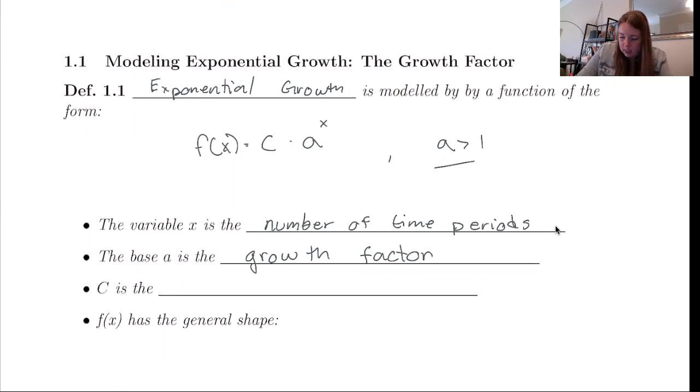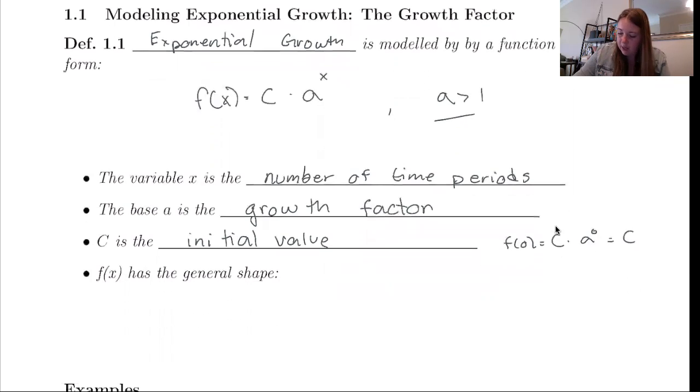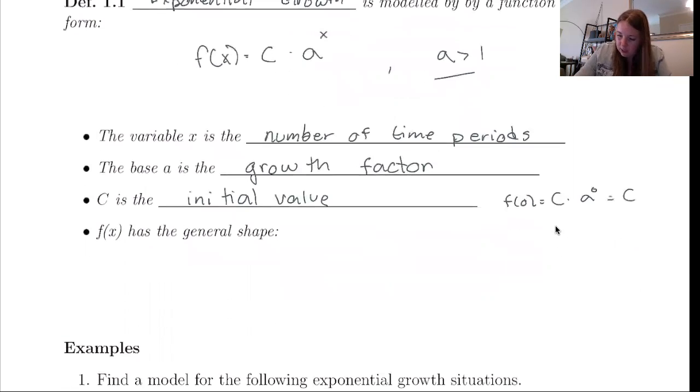C is the initial value. We can see that really quickly: f of 0 is c times a to the 0. Anything raised to the 0 power is 1, so we're just left with c. That's why it's our initial value. It's not plus c. So f of x equals c times a to the x has in general this shape of a graph.